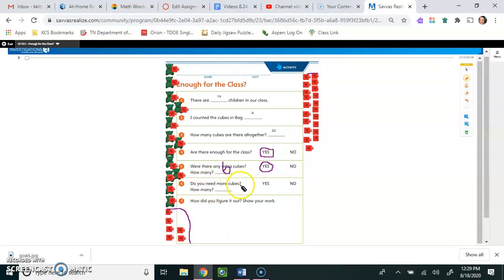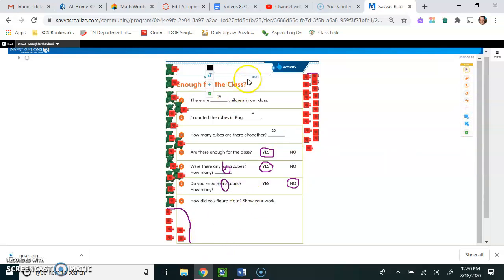Do we need more? Well, if we had bears that didn't have cubes, we definitely would need more. But all our bears have cubes. So do we need to get any more? No, we don't. How many? Well, if we don't need any, we don't need any. So we're going to put a 0 there. We're not going to leave that blank. How did you figure it out?